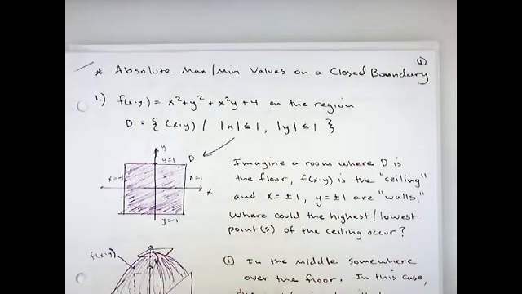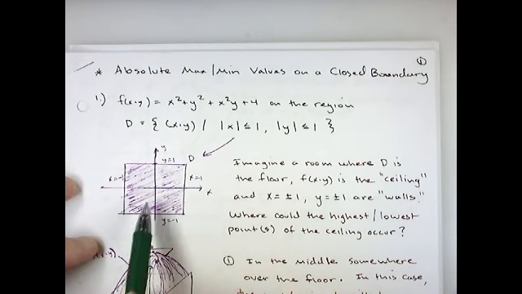Okay, in this video, we're going to look at finding the absolute max-min values on a closed boundary. So this is related to finding the local extrema, except we want absolute max and min values. And what do we mean by a closed boundary?